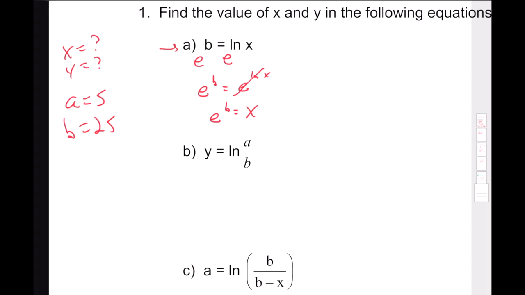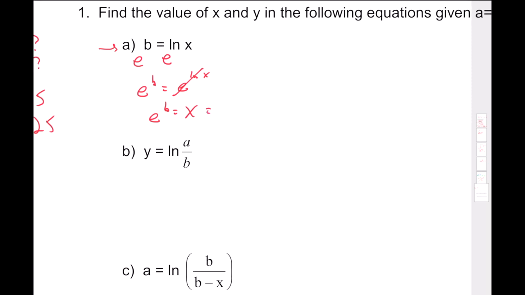Well, what was b? It's 25. We're given a constant. e to the 25th. Oh my stars, that's a big number. Okay, it ends up being 7.2 times 10 to the 10th. And no units were given, so we don't have any units to give back. That's what x is in that equation, given b is a constant of 25.